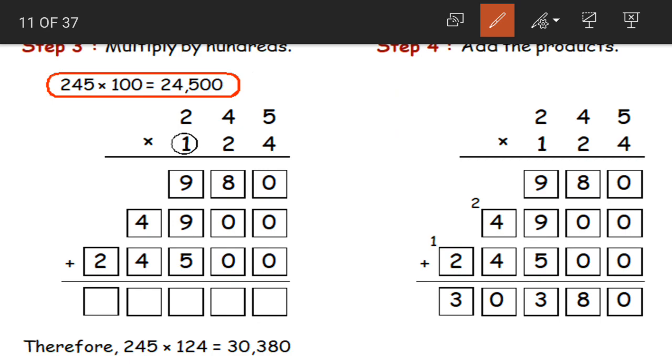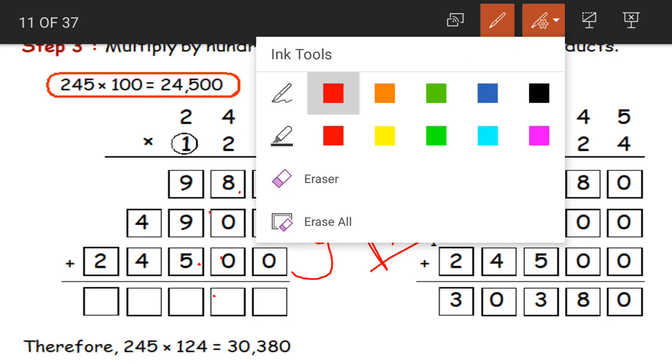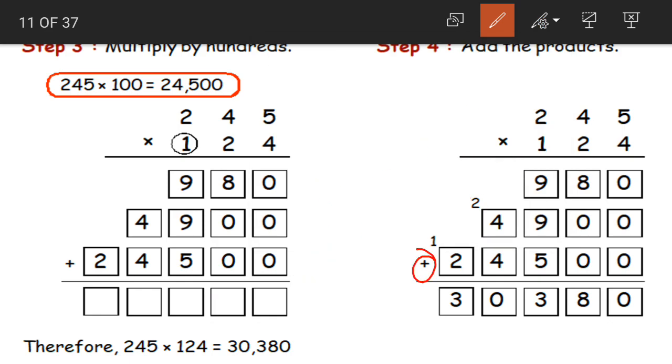Now what did we get children? What are these called? These are called as our partial products. What are these called as? These three numbers are called as our partial products. Now what to do with these partial products? We need to add them. Let us start adding. From which place do we add children?